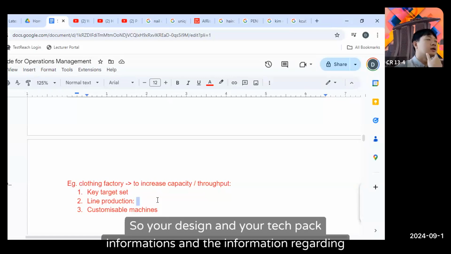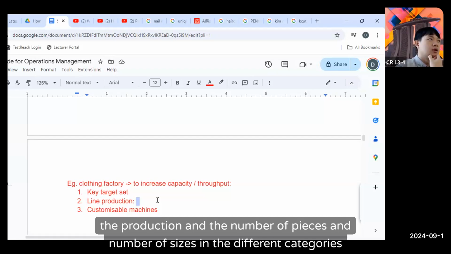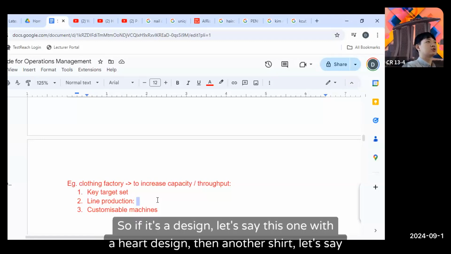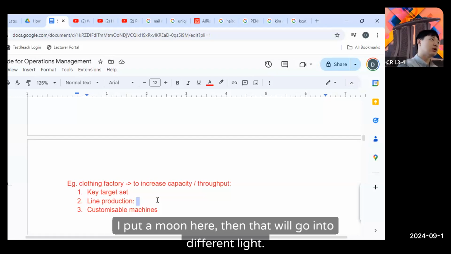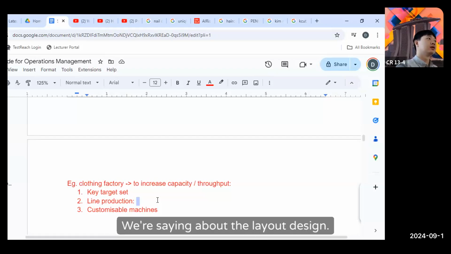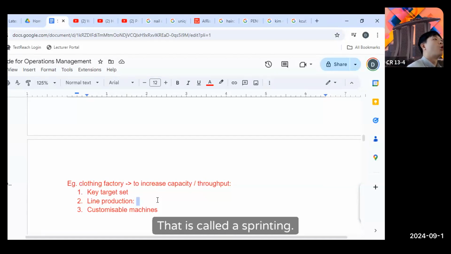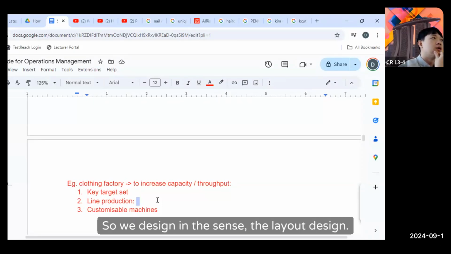Your design, your tech pack information, the information regarding the production, the number of pieces and the number of sizes in the different categories, that matters. Color doesn't matter. So if it's a design, let's say one shirt with a heart design, then another shirt with a moon, will that go into different lines? I'm saying about the layout design. Yes, correct. Layout design, not the design which we place over there. That is called printing.